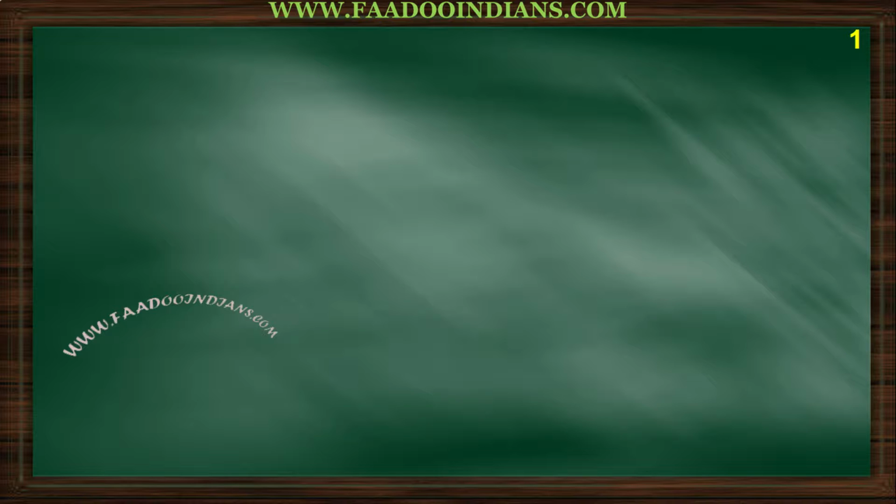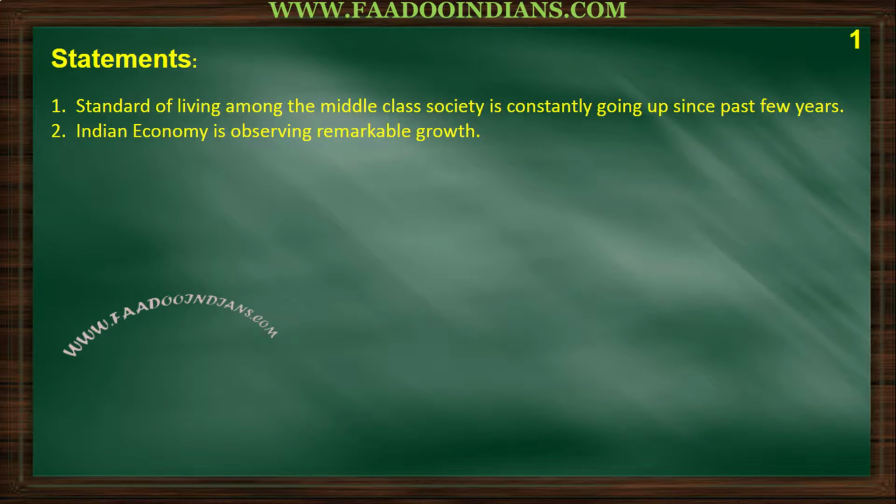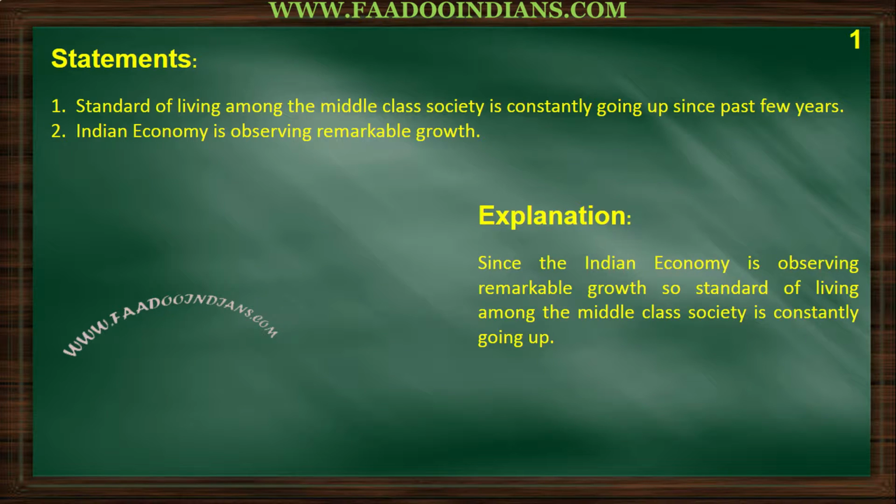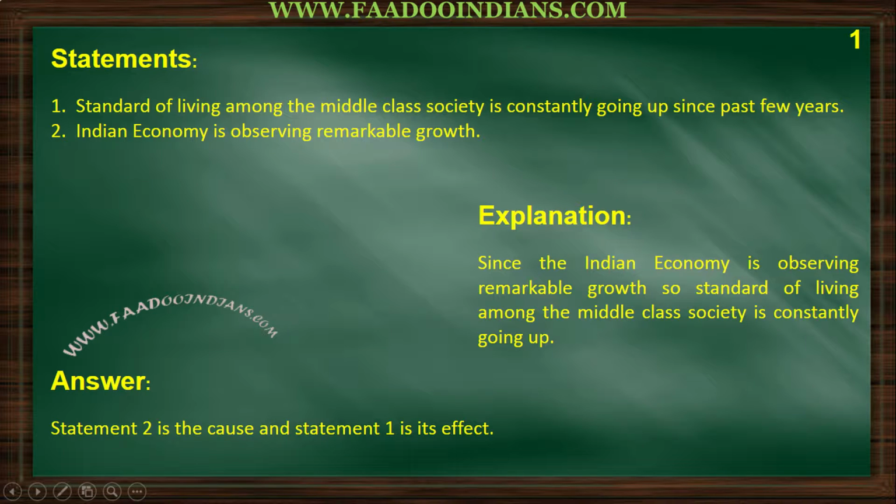Number one: standard of living among the middle class society is constantly going up since the past few years. Second: Indian economy is observing remarkable growth. Well, whenever there is growth in the economy, then the standard of living is bound to go up. So, the explanation is, since the Indian economy is observing remarkable growth, the standard of living among the middle class society is constantly going up. Therefore, the answer is statement 2 is the cause and statement 1 is its effect.